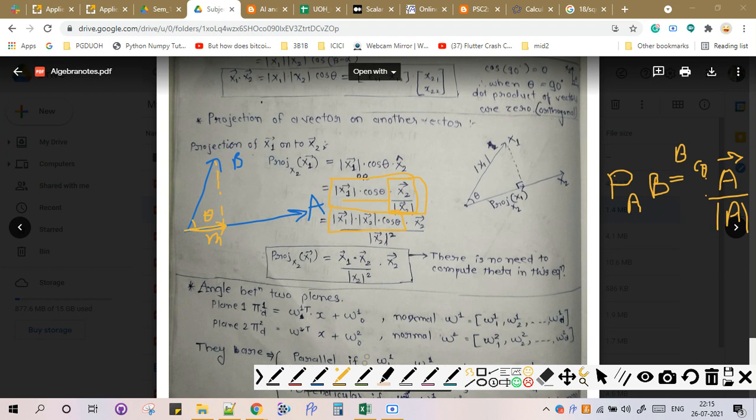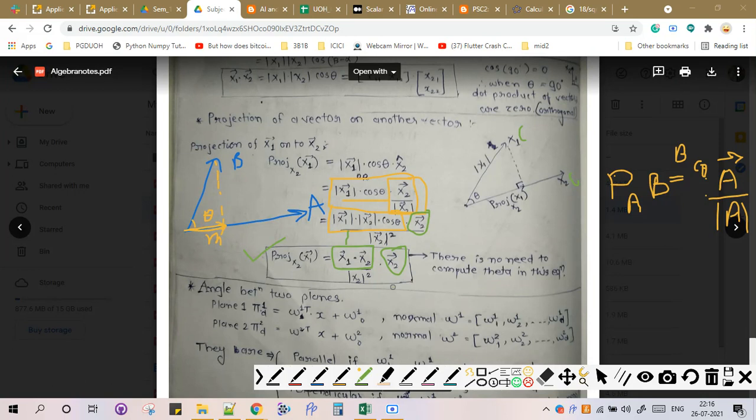So I can write this term as x1 dot x2, multiplied by x2, which is a vector, divided by mod x2 squared. This will also give you the projection of x1. And why is this useful? Because we don't need to calculate cos theta or anything. We are given x1 and x2, like 1 2 3 and 3 2 1. Just put the values here and you get the answer.